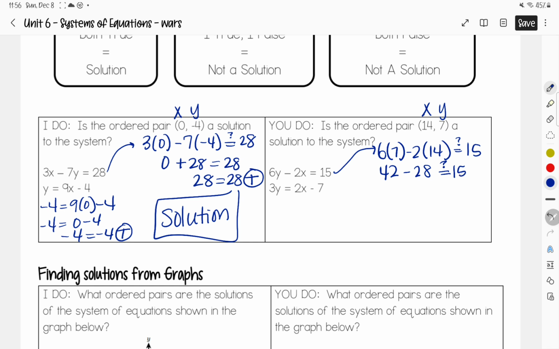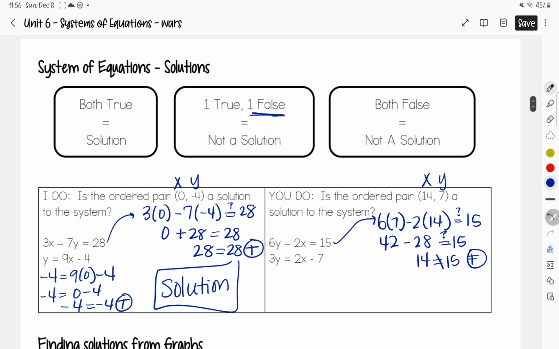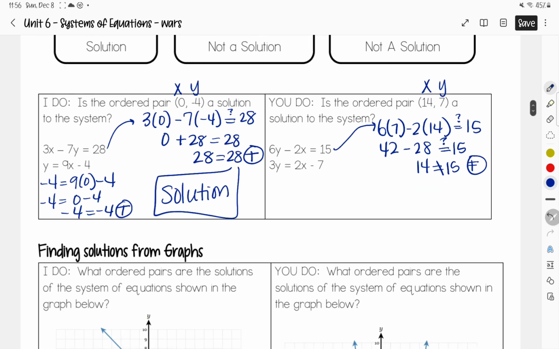Does that equal 15? Well, 42 minus 28 is not going to be 15. I can tell you that much, at least because they're not odd numbers. But let me do my math. 42 minus 28 is 14. So we get 14 equals 15, which it does not. So this is a false. And so remember, even if we have just one false, it's not a solution. So I don't even have to check this other one. This is not a solution.